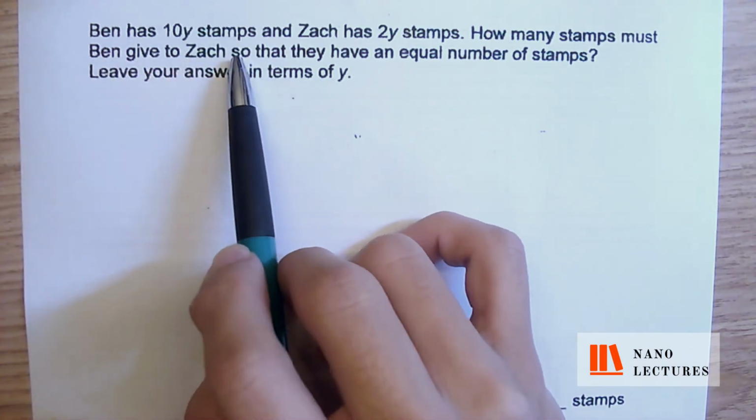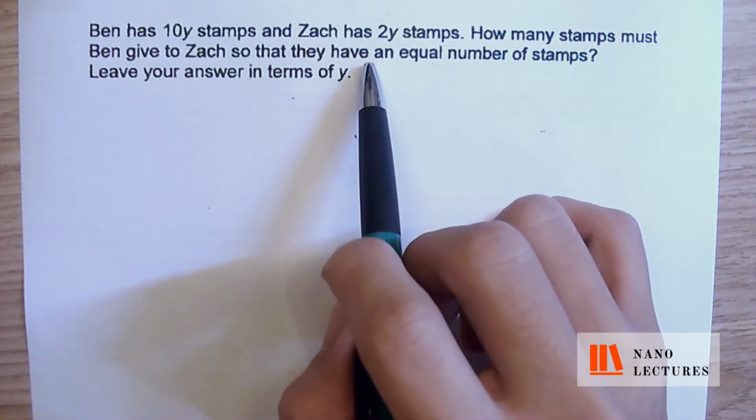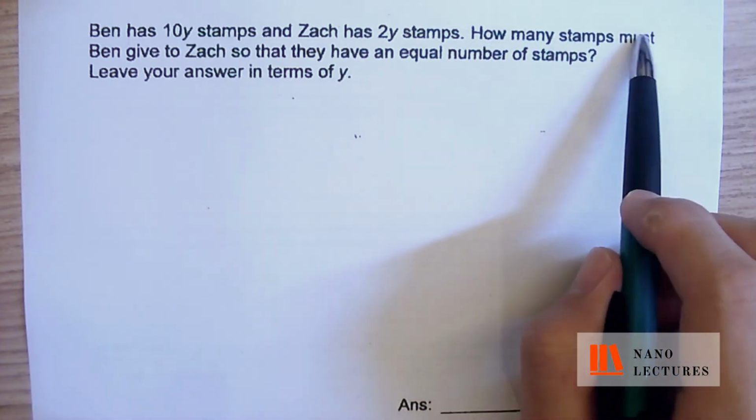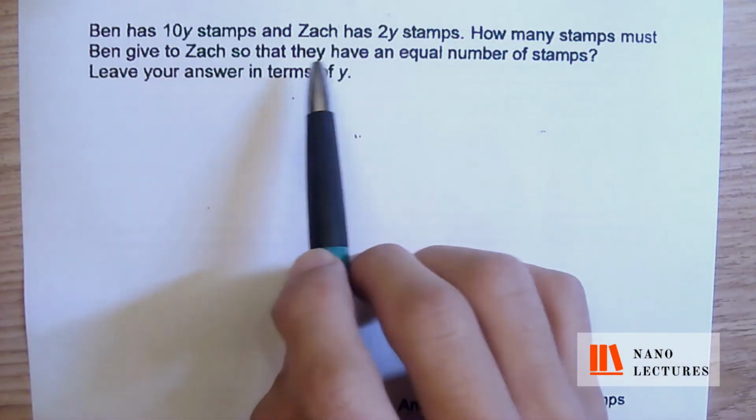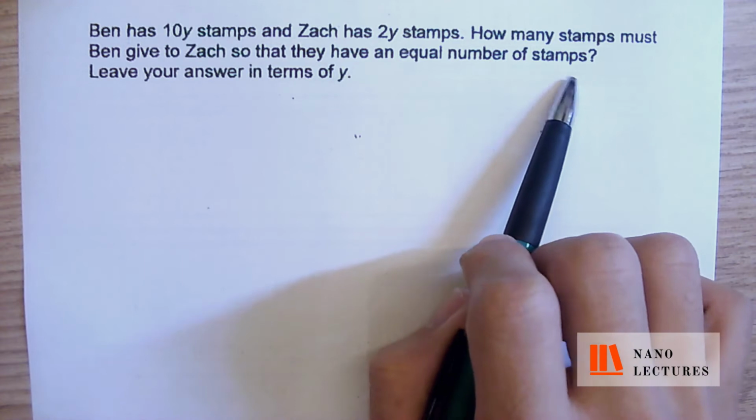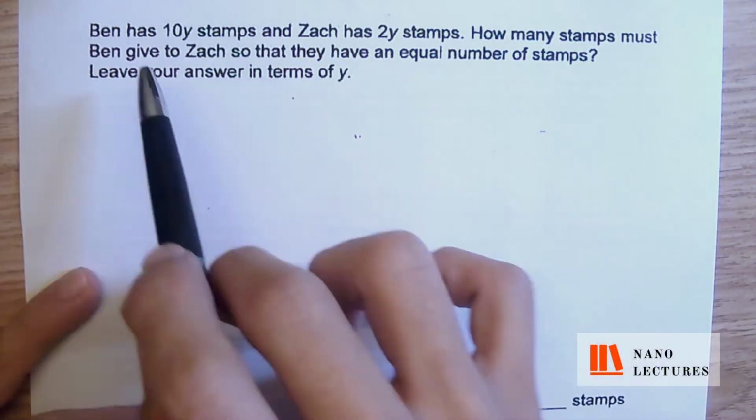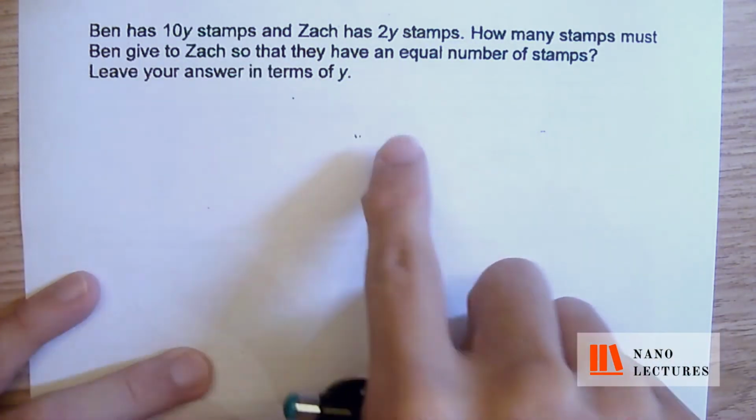Ben has 10Y stems and Z has 2Y stems. How many stems must Ben give to Z so that they will have an equal number of stems? Leave your answer in terms of Y. Okay, so first up, let's draw the model for this.